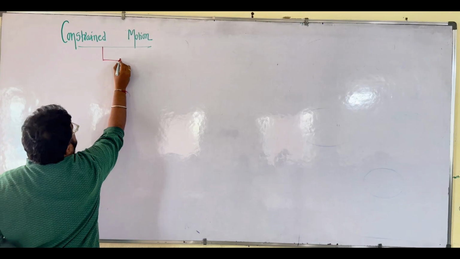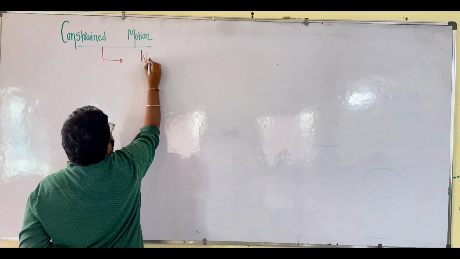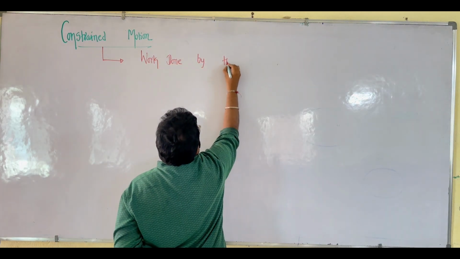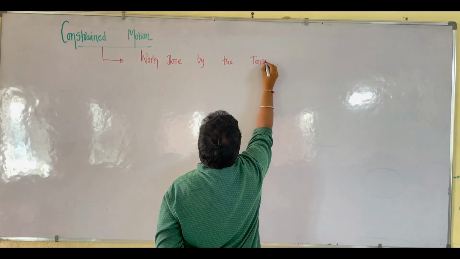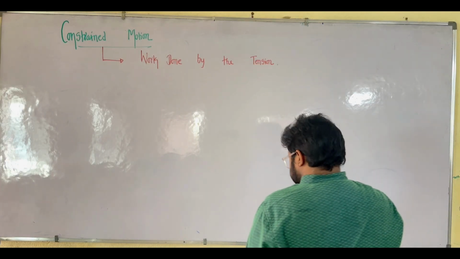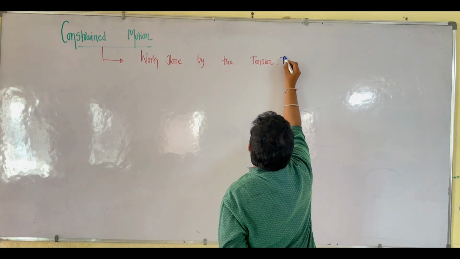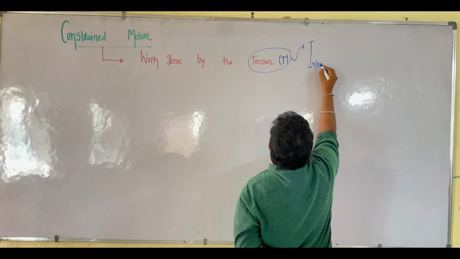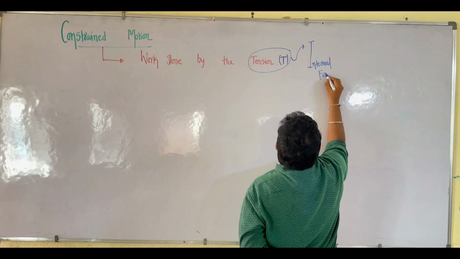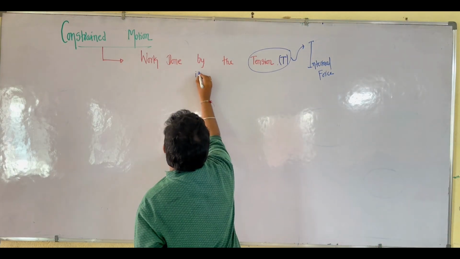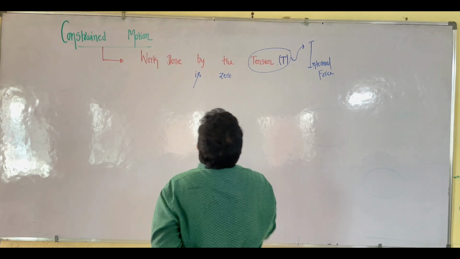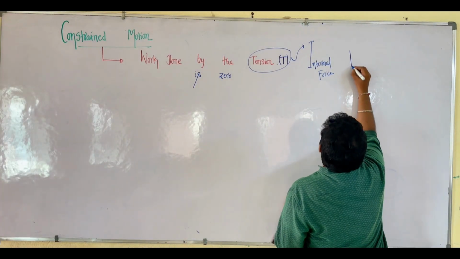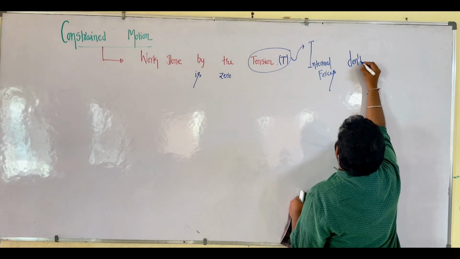What is the first constrained equation? Statement. Work done by the tension is 0. Work done by the tension, that is the internal force, is 0. Work done by the tension in the string equal to 0. Internal forces don't do the work.